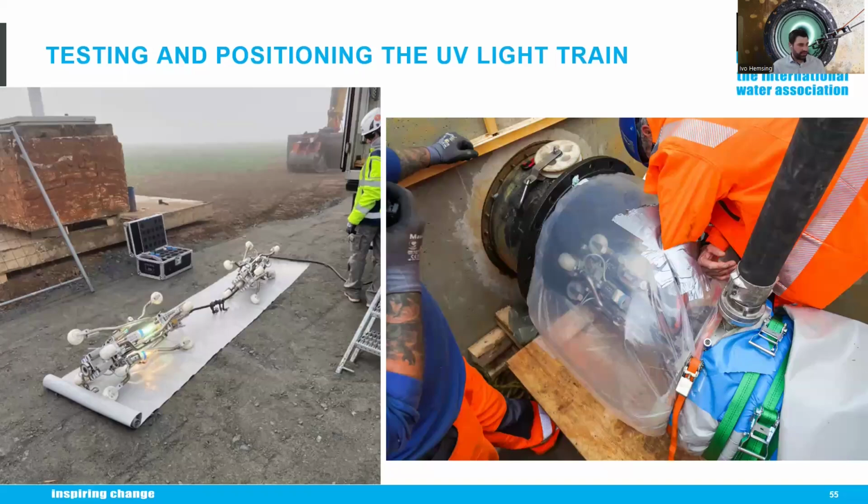But before curing and pulling the UV equipment inside, my colleague here is right now testing every part of the UV equipment. And only when everything is completely working, of course, we can, here on the right picture, get the light train inside of the liner.